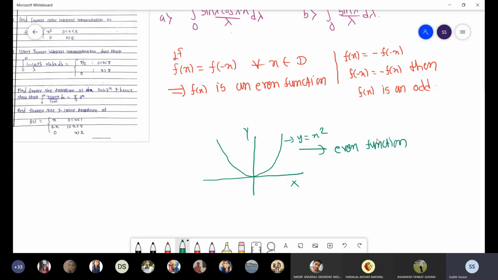So you have to remember, if the graph of the function is symmetric about the y-axis, then it is referred to as an even function. And the algebraic definition we have here; you can verify by using it. If I take minus x whole square, it is simply x square. That gives me the same answer. So algebraically also you can verify it is an even function.